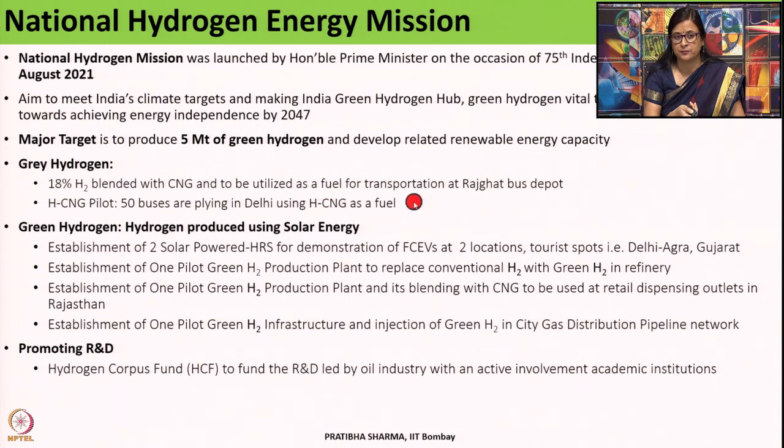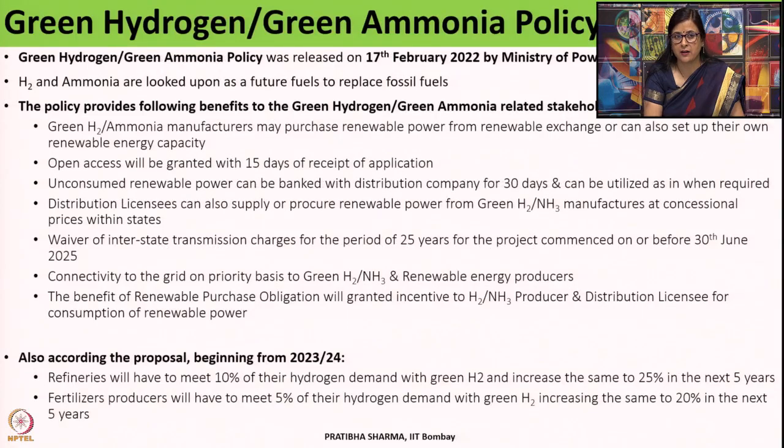for transportation. About 50 buses will be plying at the two tourist spots. It will be used in Delhi, and that will be using HCNG fuel. There will be two solar powered hydrogen refueling stations at the two tourist spots, between Delhi and Agra and at Gujarat. One pilot green hydrogen production plant to replace conventional hydrogen with green hydrogen in refinery. Another one wherein a green hydrogen plant will be blended with CNG at a retail dispensing outlet. Similarly, there are other such pilot projects which are planned.